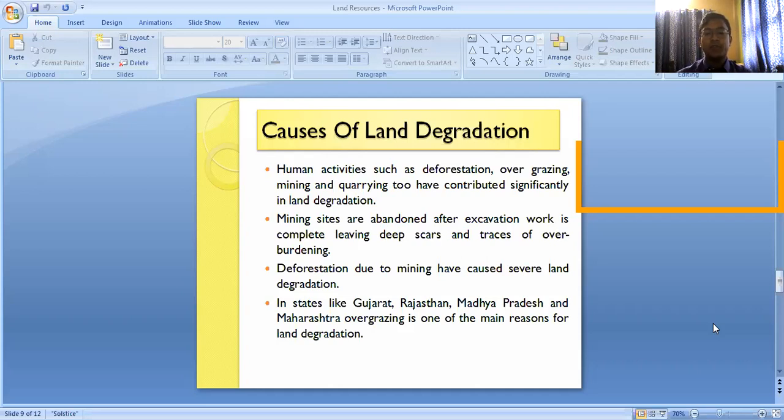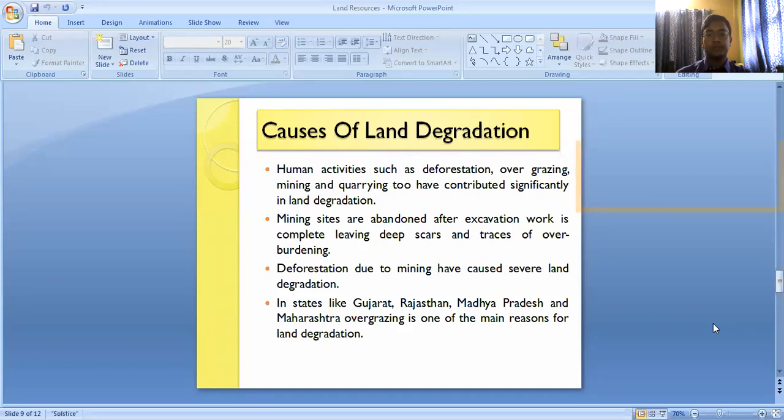Deforestation due to mining has caused severe land degradation. In states like Chhattisgarh, Jharkhand, some parts of Madhya Pradesh and all, most of the mineral resources are found in the forested areas. So in order to extract the mineral resources, first of all the land has to be cleared, which means deforestation has to be done. First the trees are cut down, and then mining is done. So here you can see that both deforestation and mining cause a double impact on the land resources of that particular area.